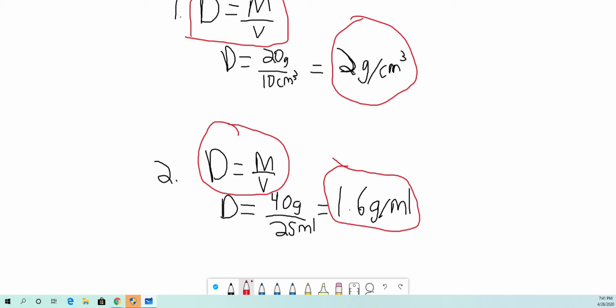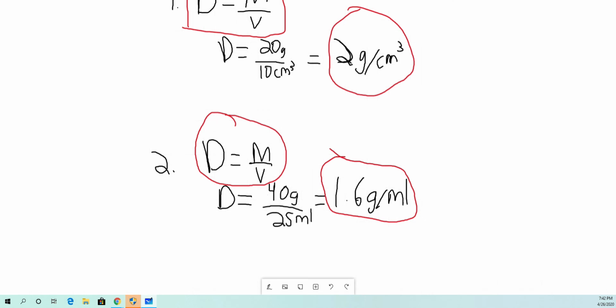Then we're going to do the same thing we did before. 40 divided by 25 gives us 1.6. And our units for this problem are grams per milliliter. It's milliliter because we used milliliters in this example. So these problems are exactly like the problems we've done before. We just have a different variable. We're trying to find a different thing.